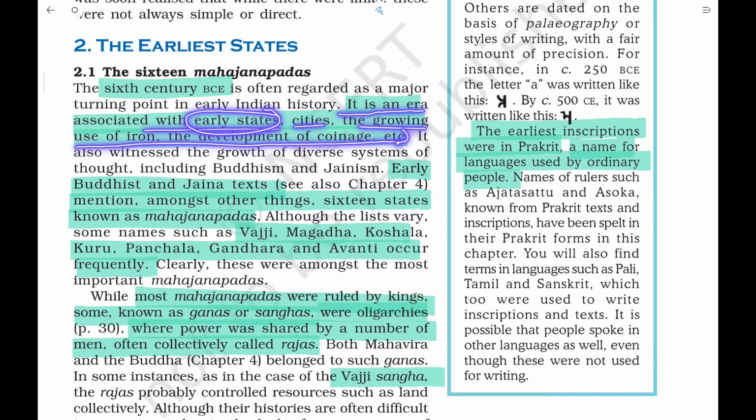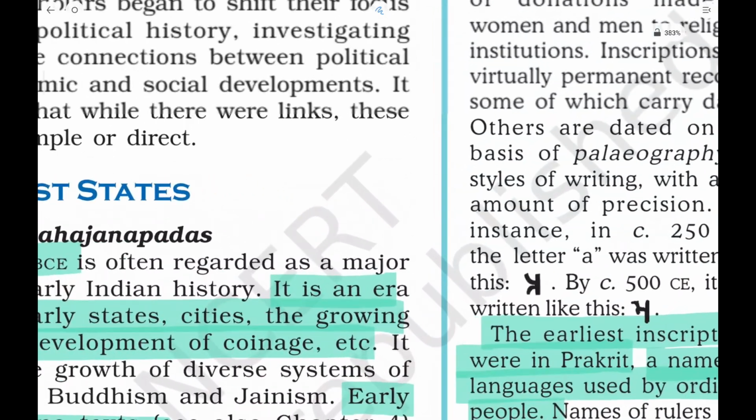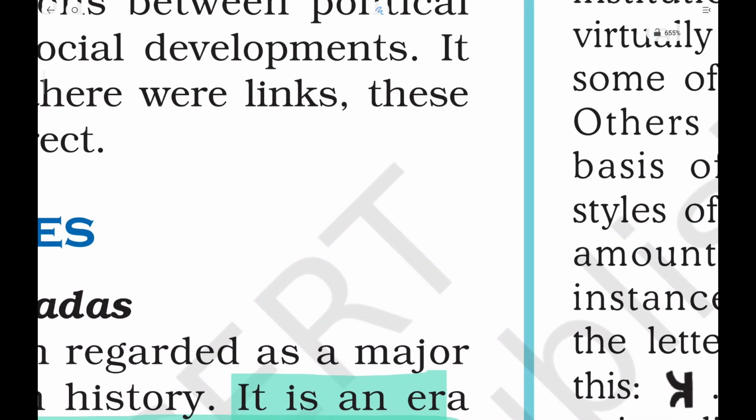Before telling you about the Mahajanapadas, let me give you a trick, and you can learn the names of the 16 Mahajanapadas. Sixteen Mahajanapadas are mentioned, some of them in the Anguttara Nikaya, a book that belongs to Buddhist culture.